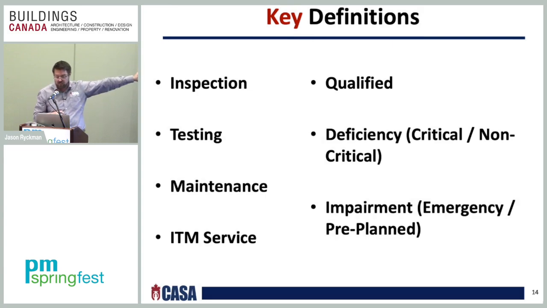Here are some of the key definitions: inspection, testing, maintenance, service, qualified. What does qualified mean? Deficiencies, which could include a critical deficiency or non-critical deficiency, or impairments, which can be an emergency situation, where you have a fire, or a pre-planned impairment, where you have a deficiency or design or installation issue that you have to work on the system for some reason, which basically puts that system in impairment.